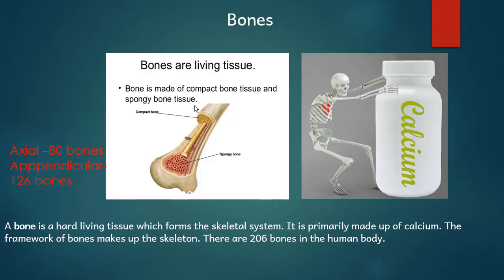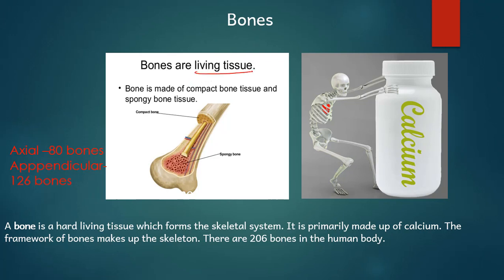Hello everyone. In the last session we discussed the importance of the skeletal system and what it is made up of. In this session we are going to discuss the different types of 206 bones present in our body. So let's start. It is said that bones are living tissue.